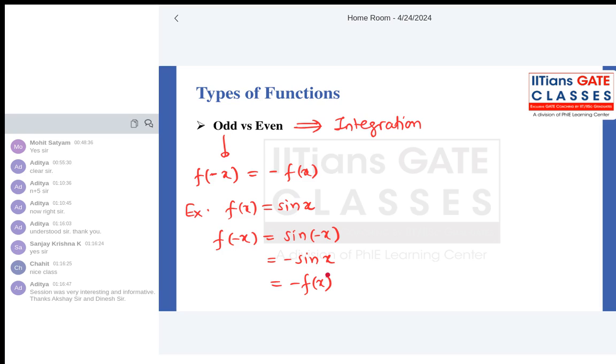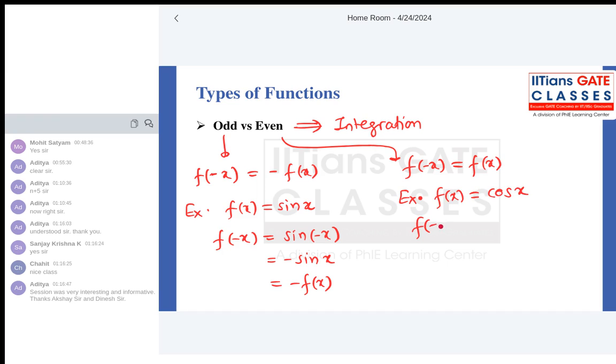One of them is during integration. And an even function is when you put minus x and still you get f of x as the output. So again, a famous even function is cos x.